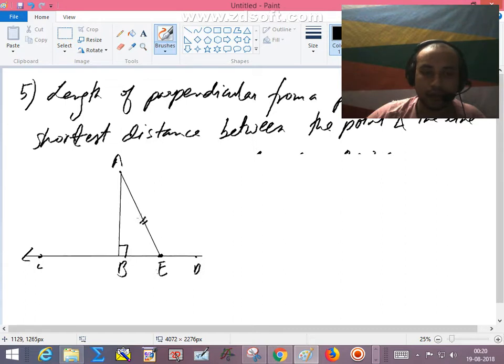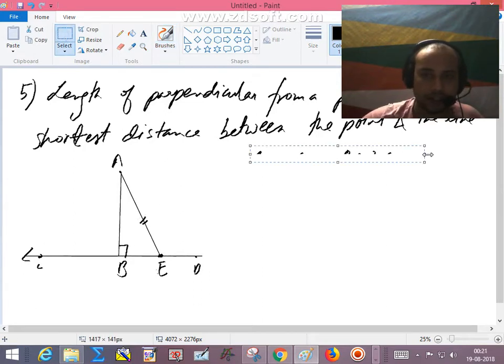So if AB is the perpendicular, and E is a variable point, that means out of all those lines which are joining the point A with the line CD, the length of AB, the perpendicular, will always be the shortest. So we can continue with the solution.